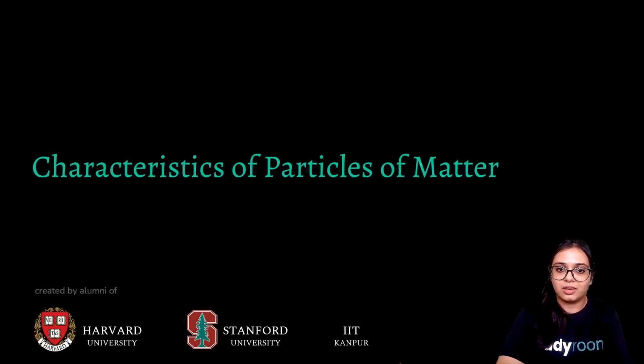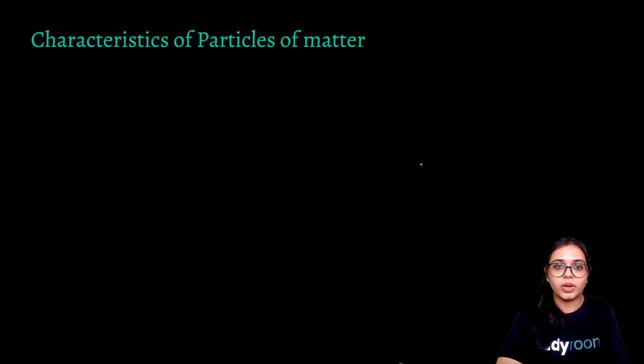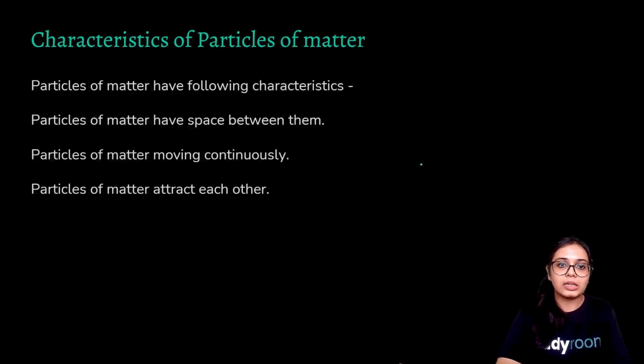Now let's learn about the characteristics of particles of matter. Since we know now that matter is made of particles and these particles are very, very small and in huge amount, let us learn what characteristics they have. Characteristics of particles of matter are that they have space between them, particles of matter are moving continuously, and particles of matter attract each other. And the particles of matter have space between them.